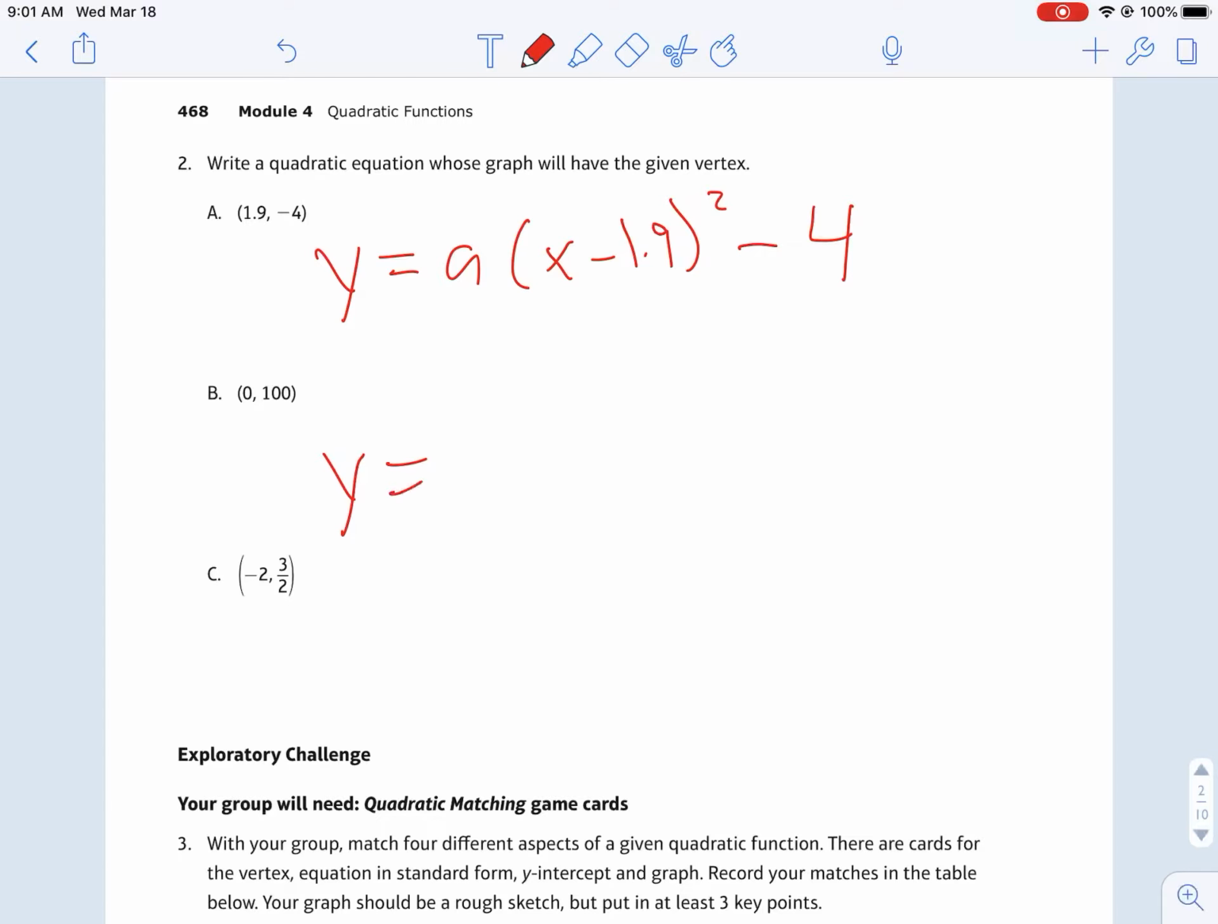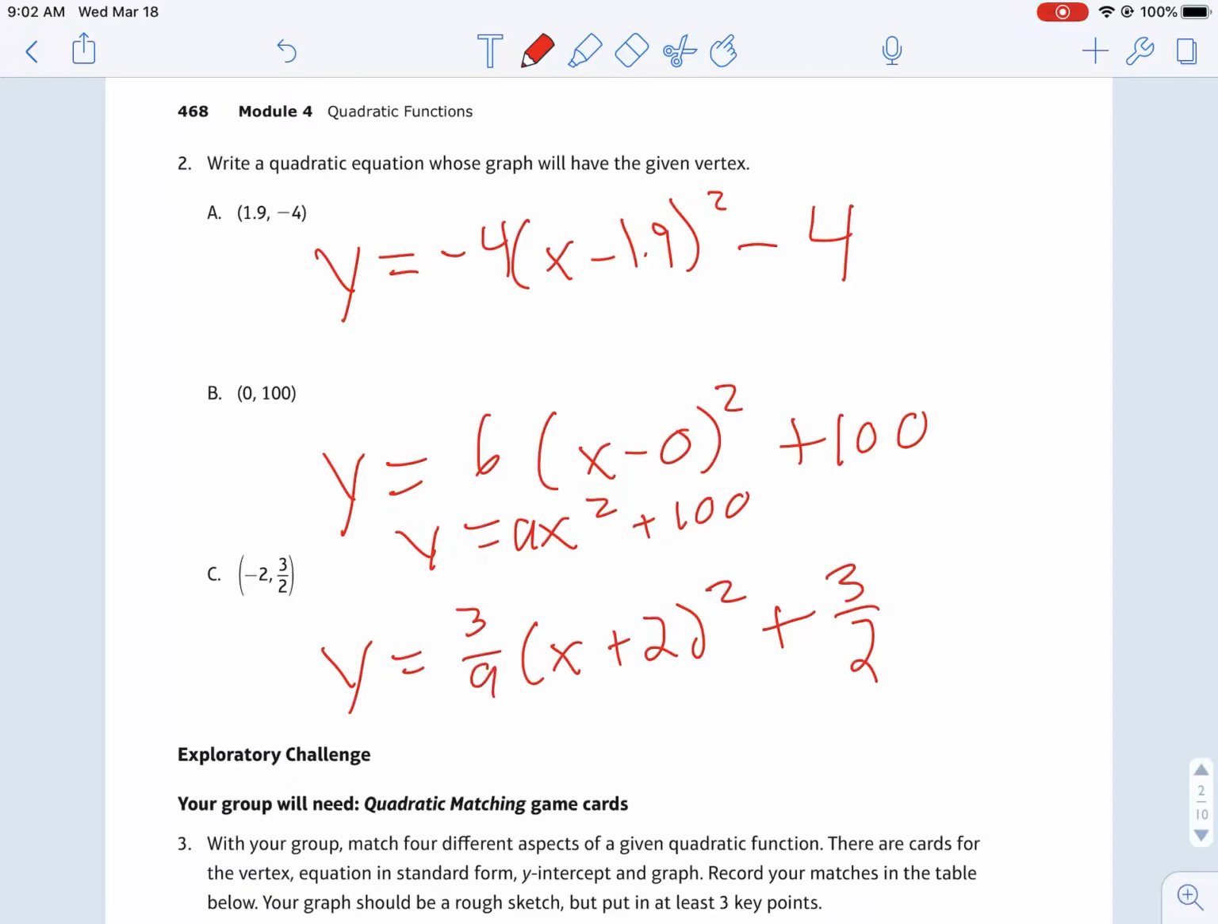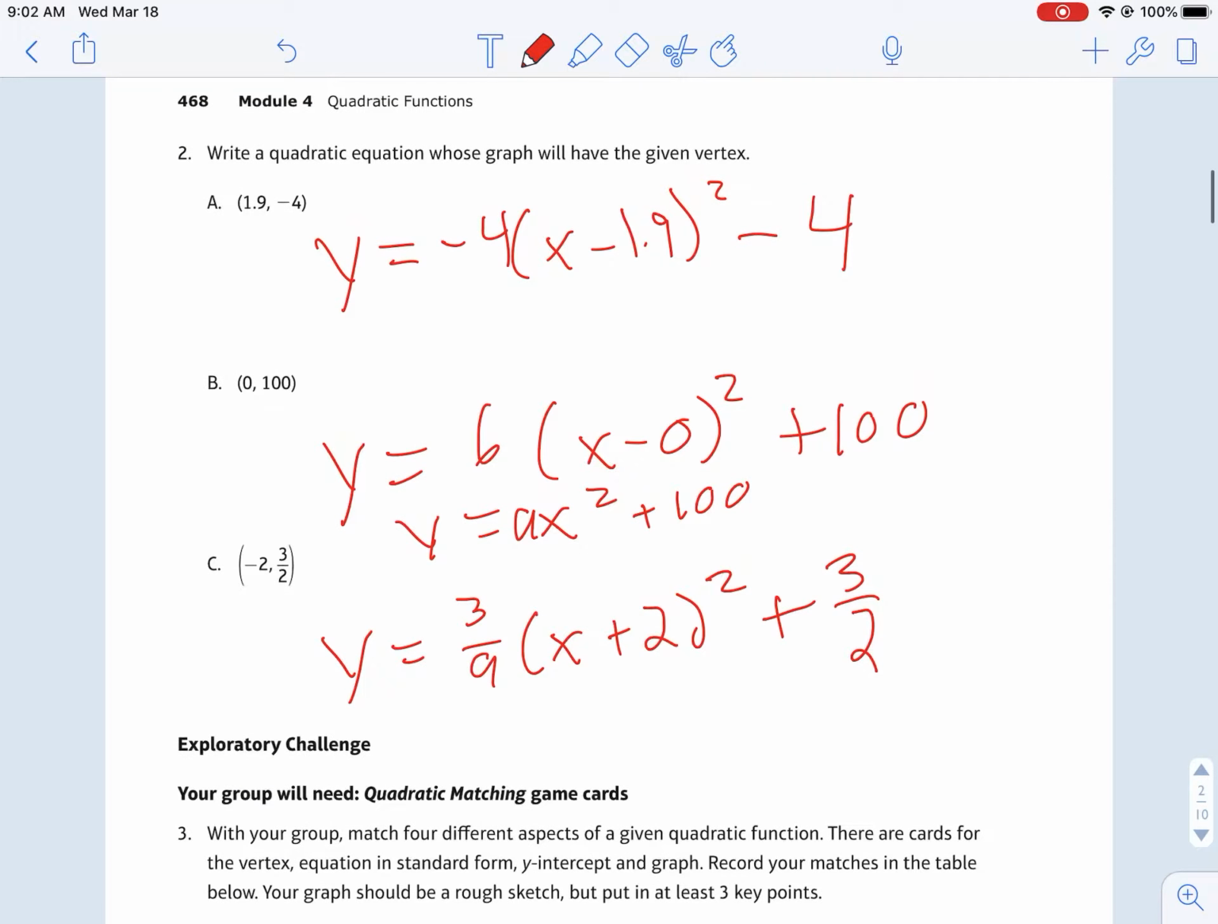Letter B, I'm going to have a times x minus 0 squared plus 100, or if you want to get rid of the 0, you can just say x squared plus 100. And lastly, I have y equals a times x plus 2 squared plus 3 over 2. And all these a values can be whatever you want. It can be negative 4, it can be positive 6, it can be 3 over 9, it can be whatever you want. It doesn't affect the actual vertex.